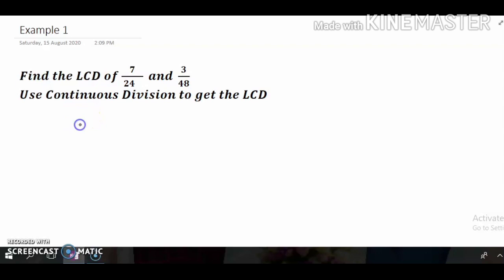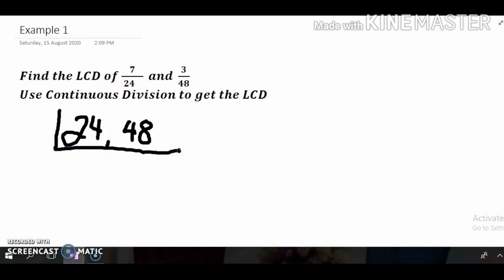So, sulat natin ang denominator, 24 and 48. Then, continuous division, para lang siyang inverted division. Isip ka ng number na pwedeng i-divide sa 24 and 48 na walang remainder. So, yung knowledge mo about divisibility rules ay i-apply mo dito. So, let's say 6. So, 24 divided by 6 ay 4. Then, 48 divide mo sa 6 ay 8.